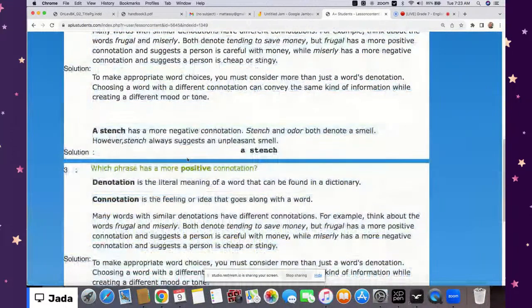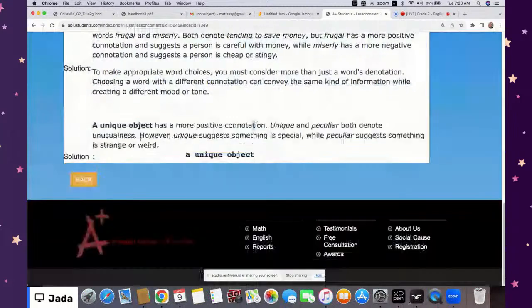Then, which has a more positive connotation? A unique object has a more positive connotation. Unique and peculiar both denote unusualness. However, unique suggests something is special, while peculiar suggests something is strange or weird. If you look at something peculiar, you'll be like, oh, it's so strange. That's what peculiar suggests.